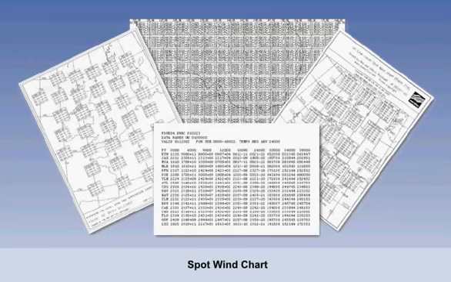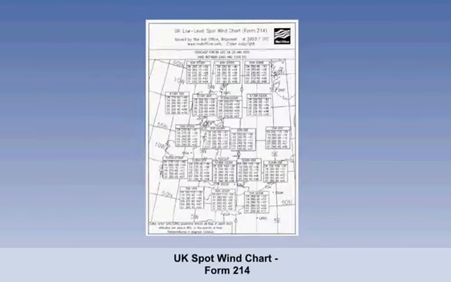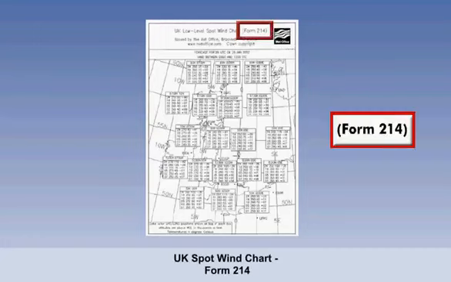A commonly used flight briefing tool is the spot wind chart. In working through this example of a spot wind chart, we'll look at the UK version, commonly referred to as Form 214. Although each country will have their own variant on this, most are fairly similar in that they all give information regarding wind and temperature for various locations and altitudes. Although most are in a text format, the UK produces this as an easy-to-interpret graphical chart.